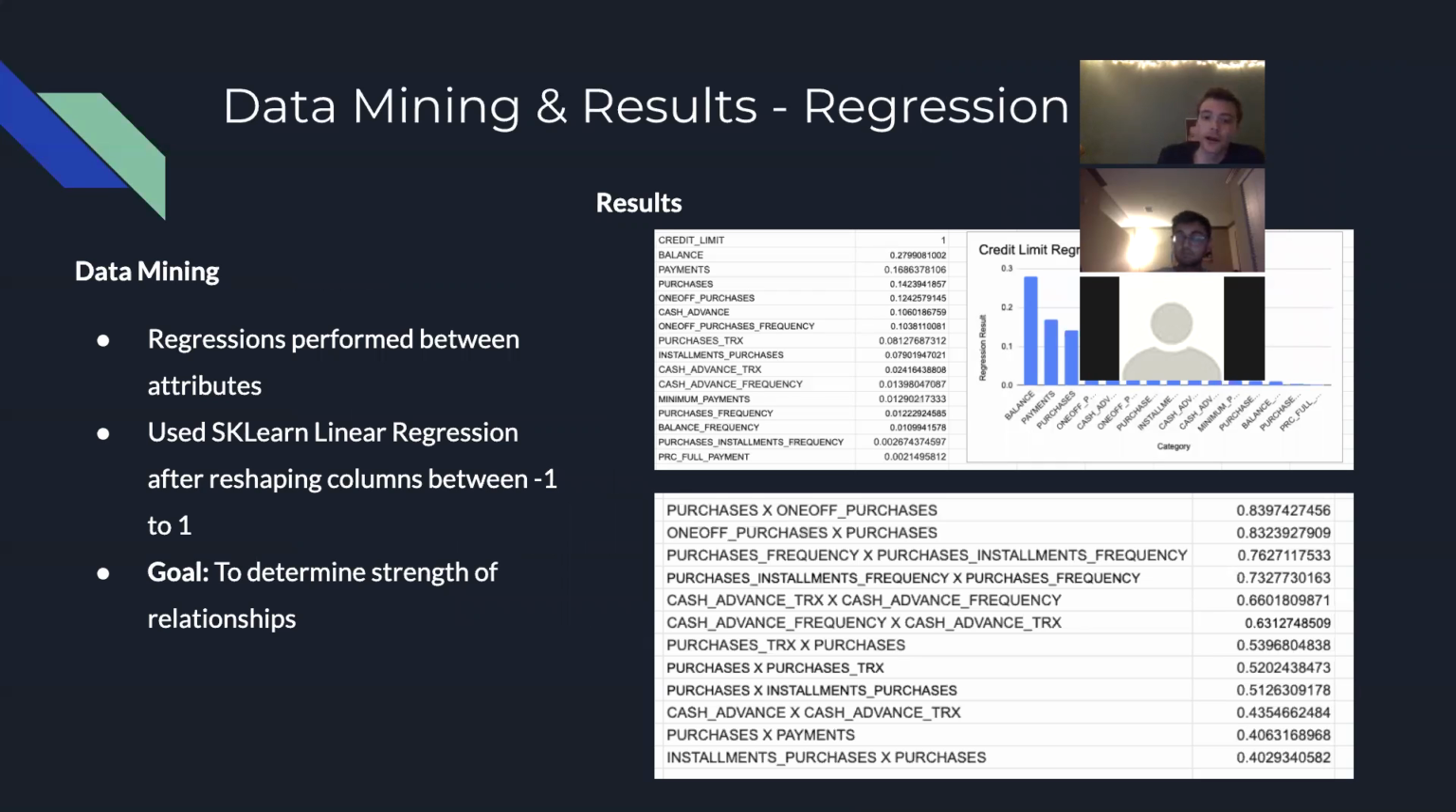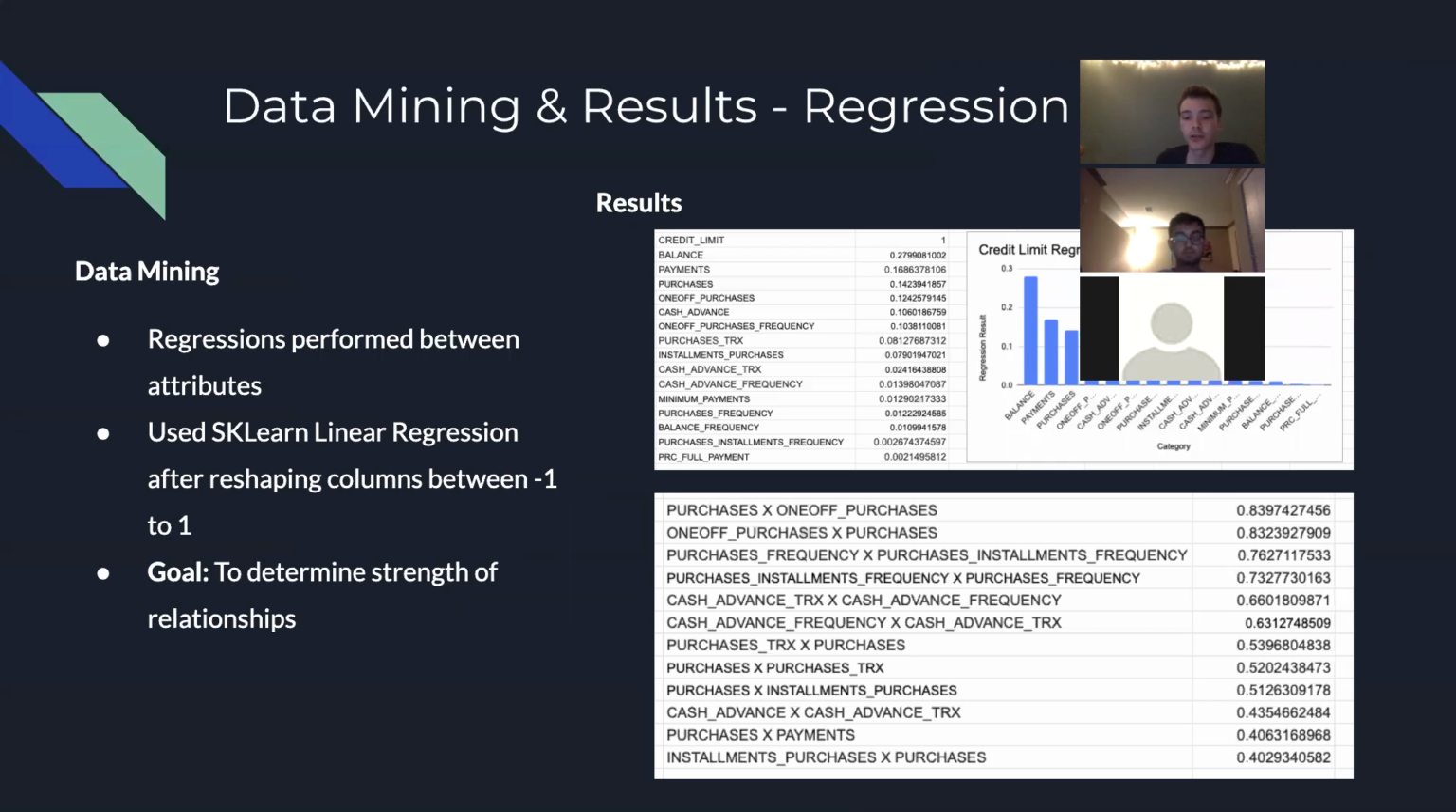So next, a regression was performed between the 19 attributes. We used the sklearn linear regression package. The goal was to determine the strength between the attributes. There are some things a credit card company can control, like the credit limit, and we wanted to see the impact adjusting that would have on something they can't control, like spending.